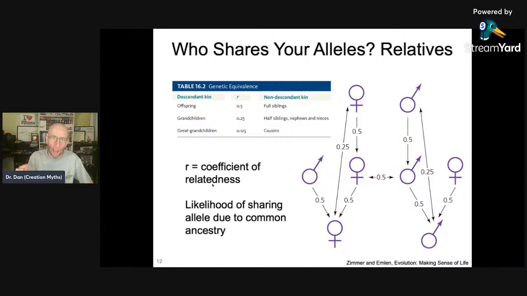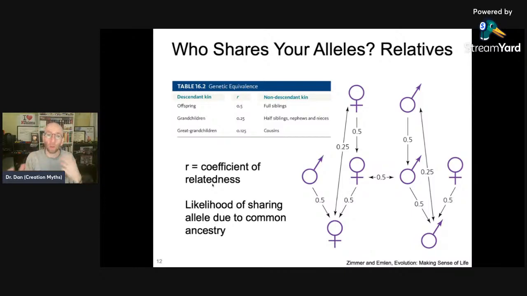When you look at siblings, if they have the same allele for a certain gene, the likelihood that they got that allele from the same parent is 0.5, mom or dad. That does not mean that two siblings are 50% identical to each other. It's the probability or likelihood of sharing an allele due to a common ancestry.